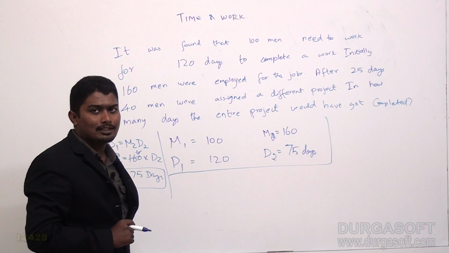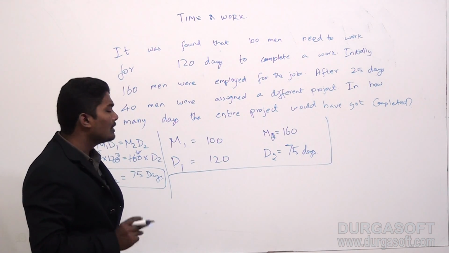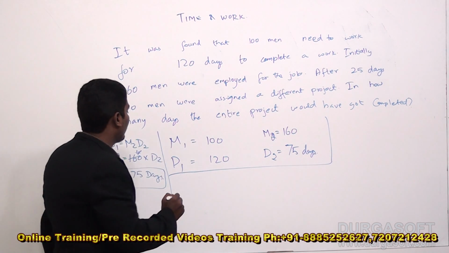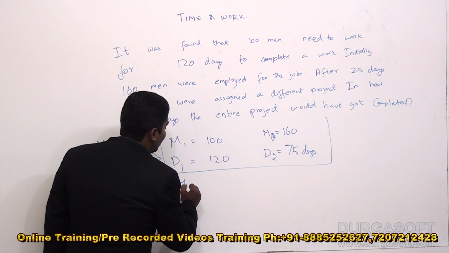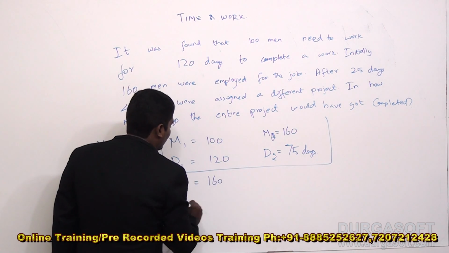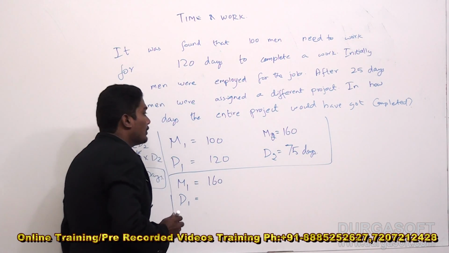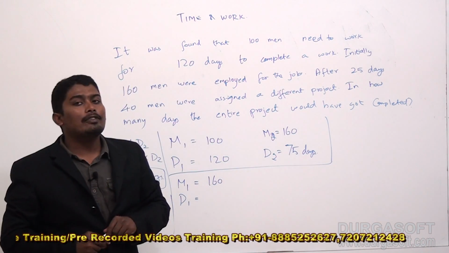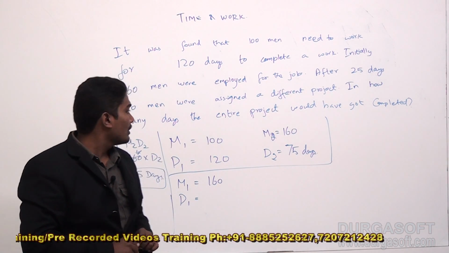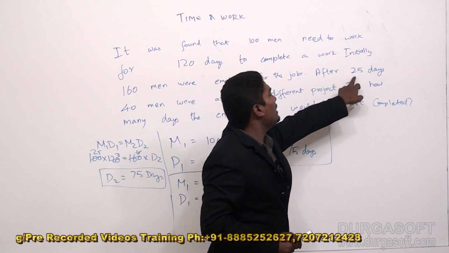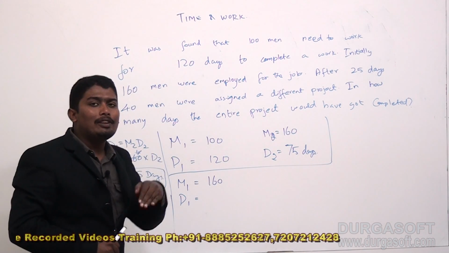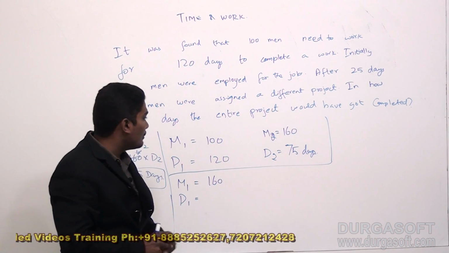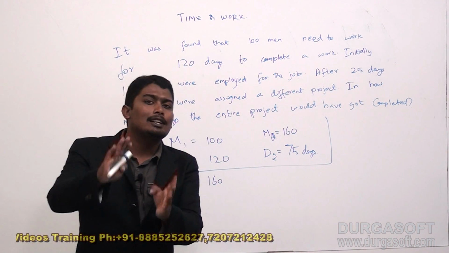They work for 25 days. So how much is the remaining time required for 160 men? In the second case, I will consider M1 is equal to 160 men. I know that these 160 men need to work for 75 days to complete the entire work. Now, in 25 days, some people are leaving, which means 25 days work is completed. So, among these 75 days, 25 days work is completed.